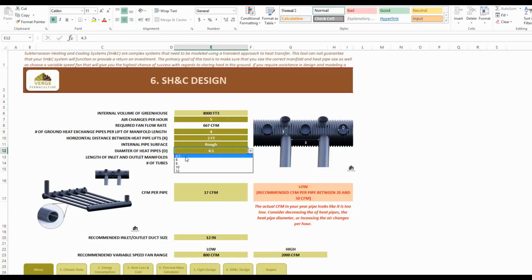Or we could decrease the manifold size, so there's a smaller system in the actual greenhouse itself. So as a result of making a smaller system, again, we have increased our airflow within range, and the system is giving us a green light.